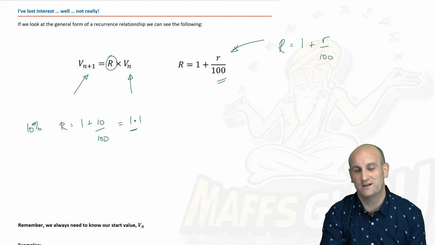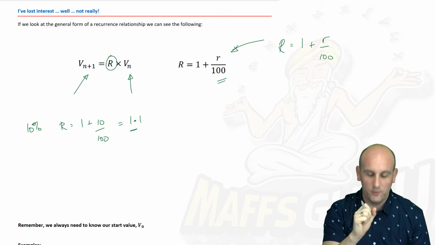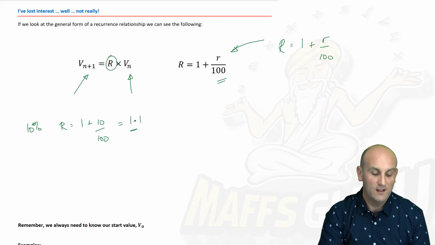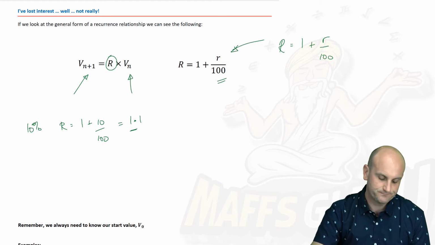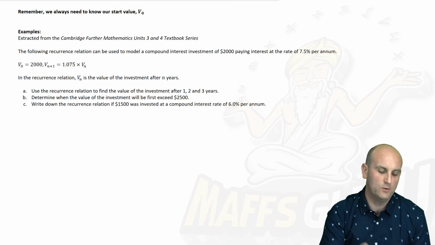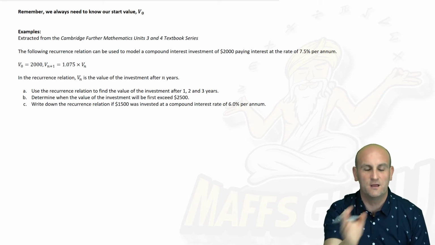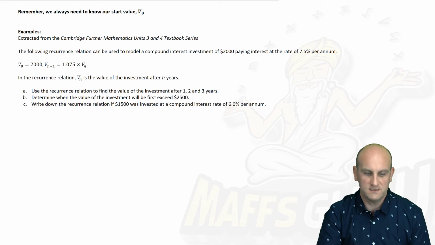Now there's a bigger discussion behind this. I'm pretty sure I've done it in a previous video, so go back and watch that if you have. Otherwise, bang it in your summary book, and let's hope you just remember it. So the big thing here is we always need to know our start value V0. In all of those, to be able to get to the next term and the next term, we must know what V0 is.